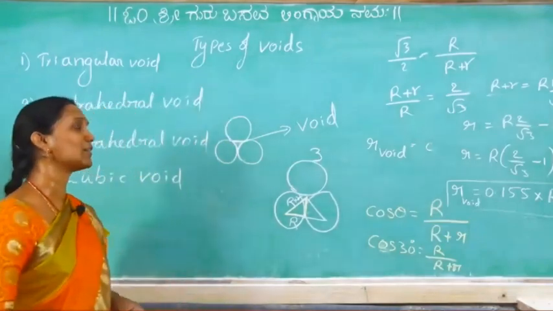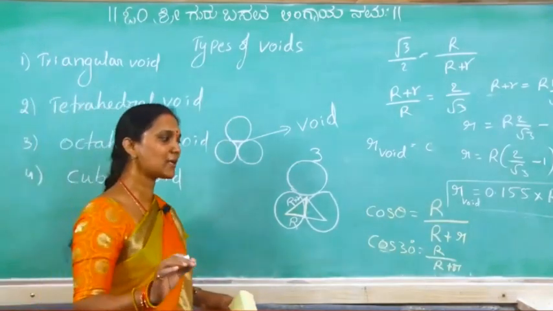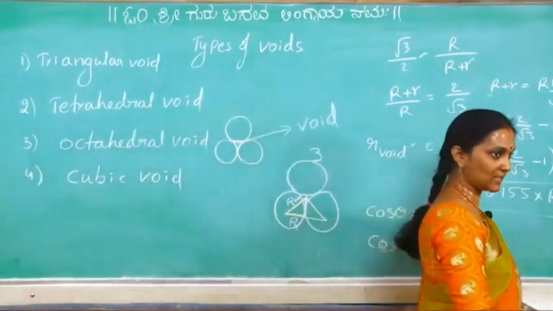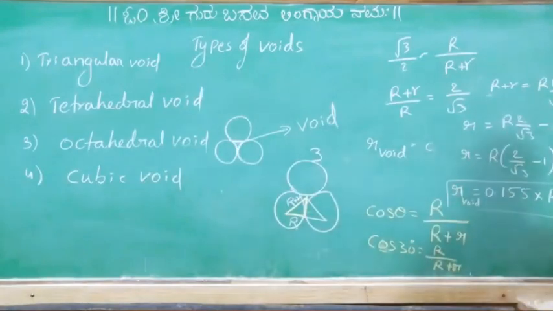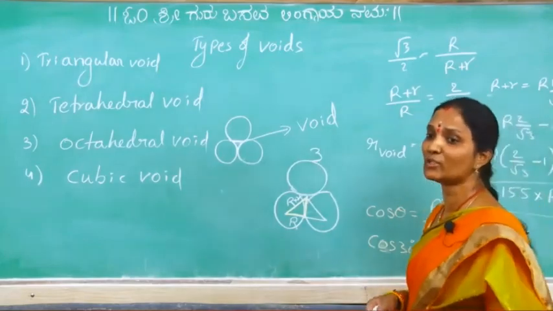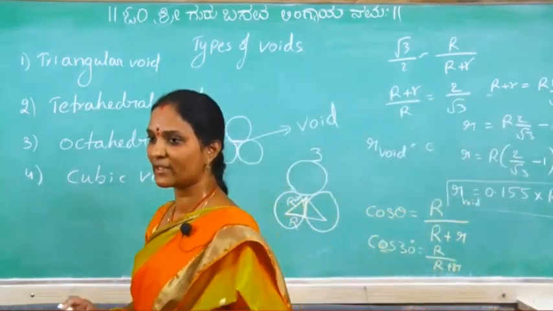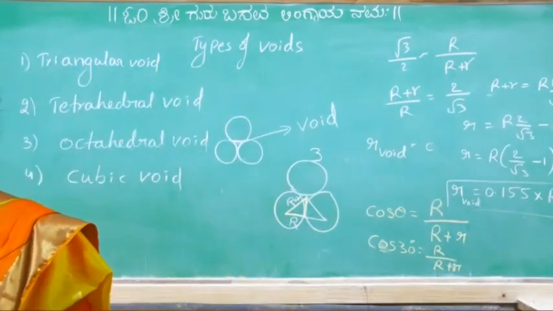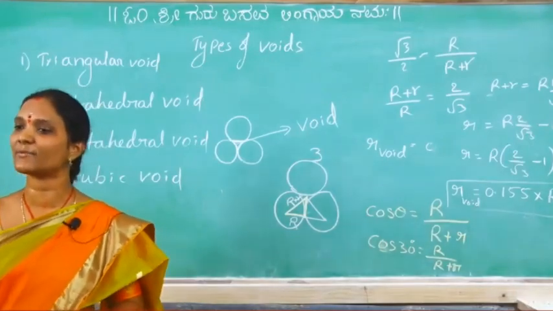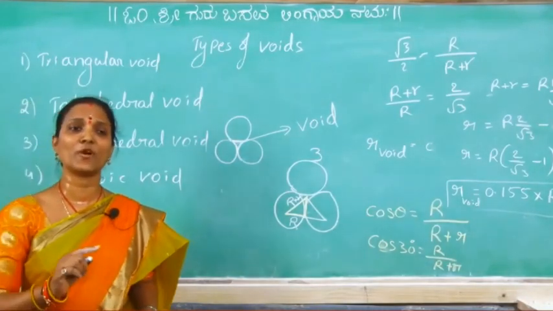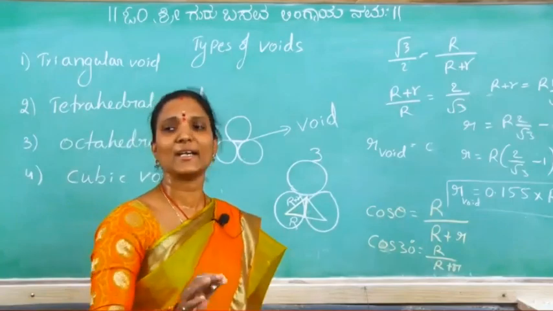So anyhow, triangular void means the void surrounded by 3 particles, 3 spheres. That void is a triangular void. So the coordination number of triangular void is equal to 3 because it is surrounded by 3. What is the radius of the triangular void? So how to find this? Radius of triangular void is equal to 0.155 into radius of the sphere.